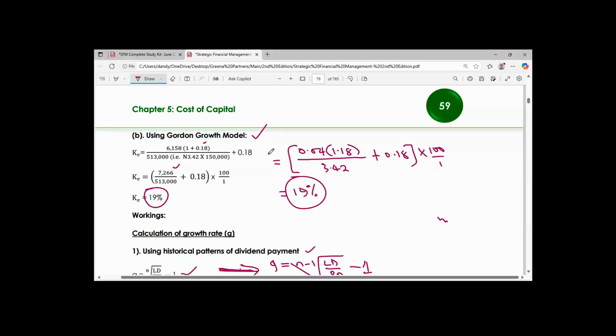And then I think that's the end of the question. Let me know if you have any question for me. At this point, we are moving to cost of preference share. All right, we are moving to cost of preference share. Let me know if you have any question for me before we switch. Okay, in the absence of any further question, let's move on. Let's talk about cost of preference share.